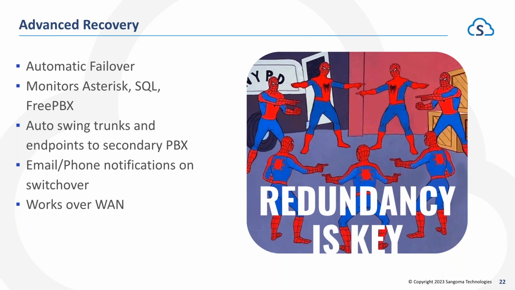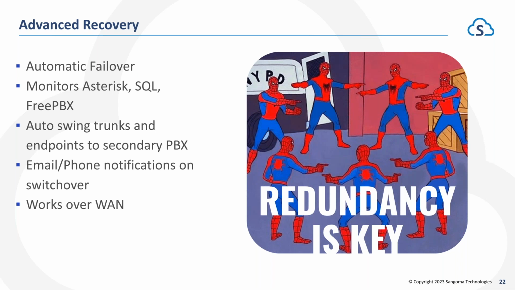And basically what we do is we have your secondary PBX pull down a backup from the primary and restore it onto itself every day at, say, midnight. And in the event of any sort of a failure, as this module is monitoring Asterisk, MySQL, the software stack, the trunks, if it detects an issue in those places, it will auto swing your trunks and endpoints over to your secondary PBX.